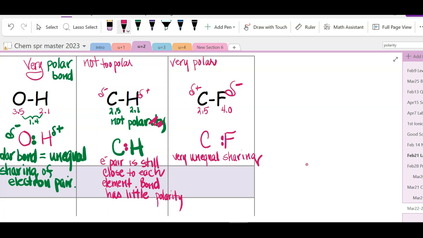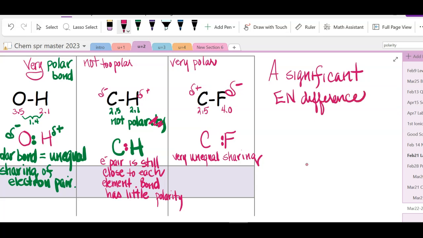So now we see what the electronegativity difference means. It means the electrons are not shared equally. So a significant electronegativity difference means the covalent bond is polar.